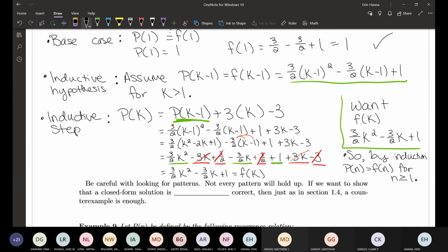Okay. Be careful when looking for patterns. Not every pattern will hold. So if we want to show that a closed form is not correct, then just like way back when in chapter 1, when we wanted to prove that something was false, we just found a counterexample. Same idea here. If you feel like it's not going to work out, you just need to find one counterexample to show it doesn't work.